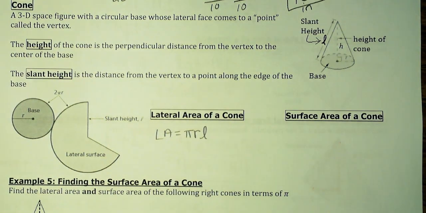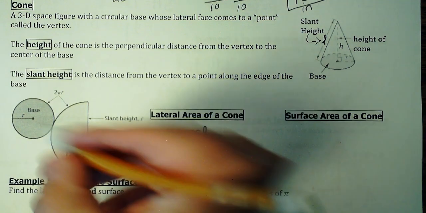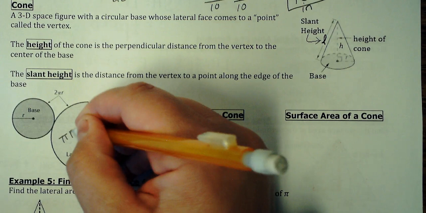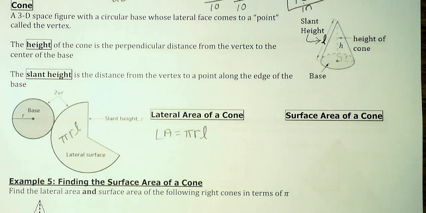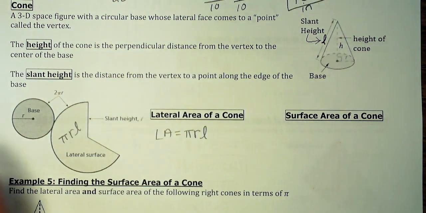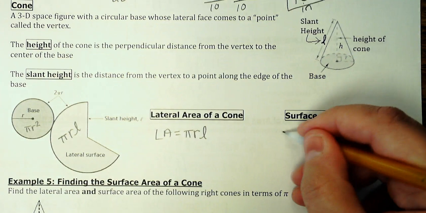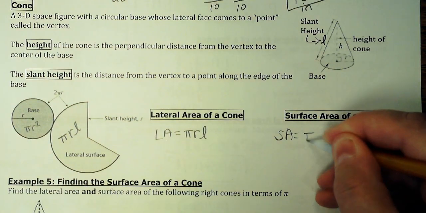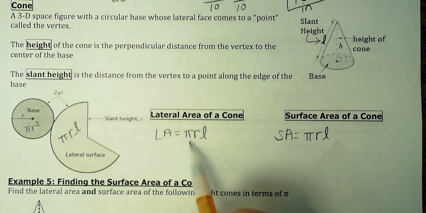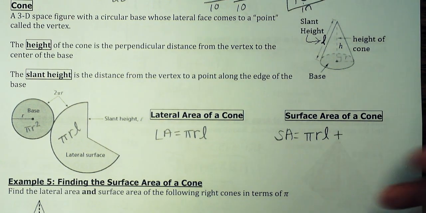So you just need two things here to find lateral area, just the radius and the slant height, and you're good to go. So this surface only is pi times the radius times the slant height. And then the base is just a circle, so the base is just pi r squared like a normal circle. So when you do the surface area, it's the lateral area, pi times the radius times the slant height, plus the area of the base.